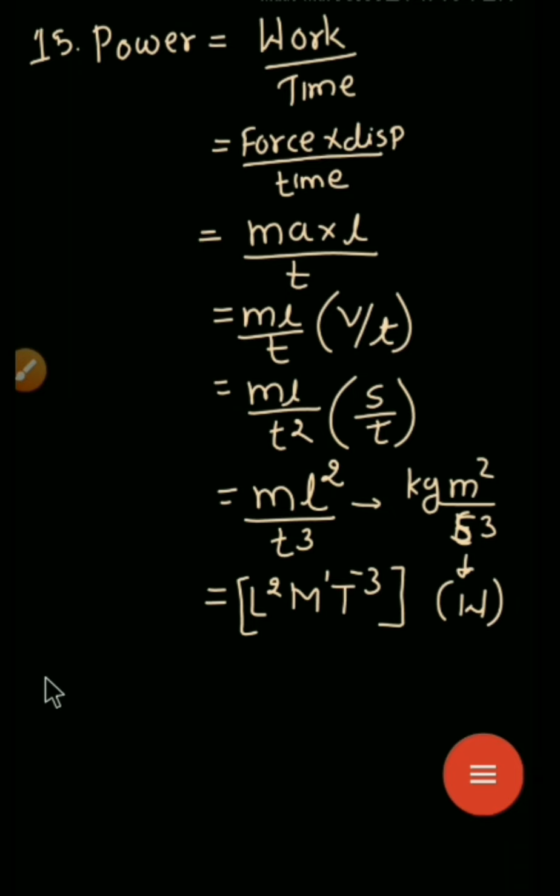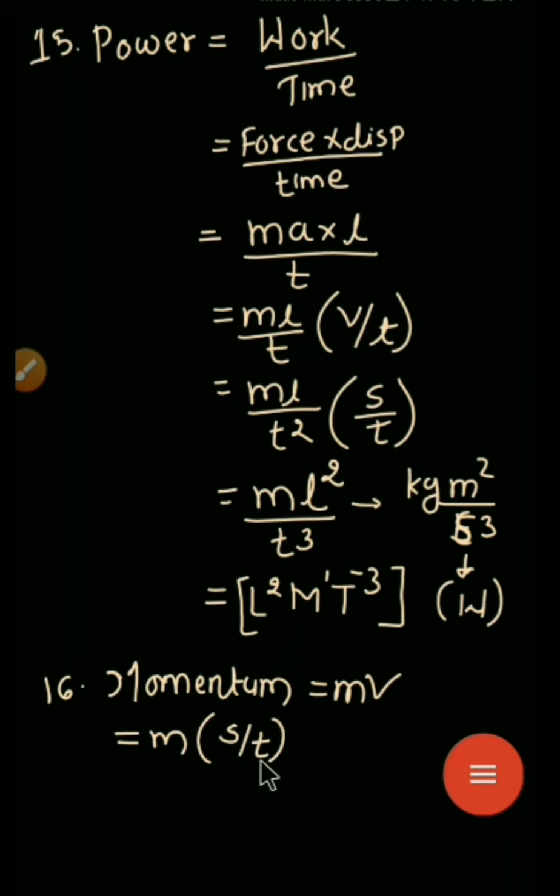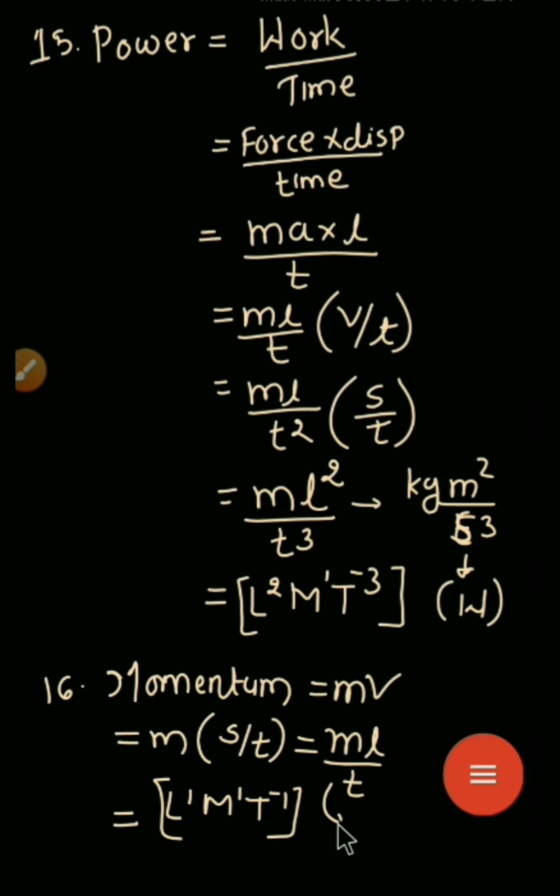Next one we'll take, that is momentum. Momentum is nothing but what? Mass into velocity. अभी हमें पता है mass as it is, velocity को हम लिखते हैं displacement upon time. Displacement is nothing but length, so ml by t. तो अगर हमें इसका यूनिट लिखना है तो L1 M1 T -1. इट्स अ डायमेंशनल फॉर्मूला और यूनिट क्या बनेगा? बाय यूजिंग दिस kg इंटू मीटर अपॉन सेकेंड.